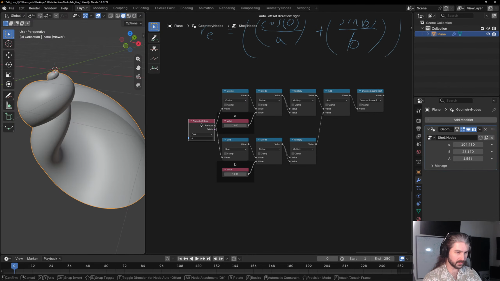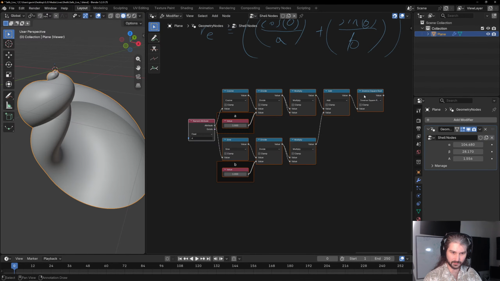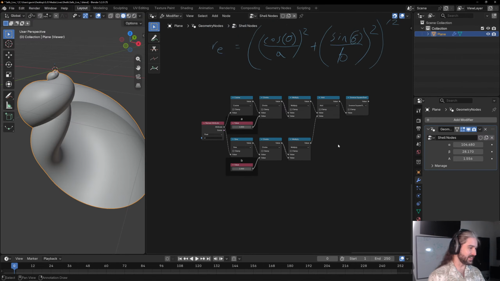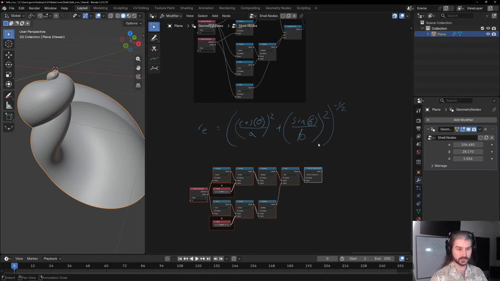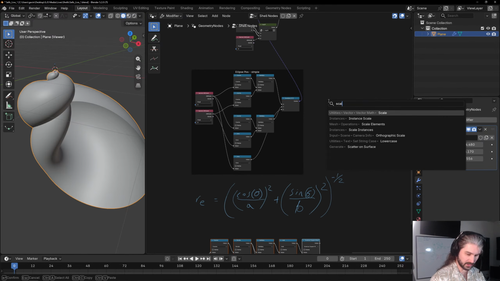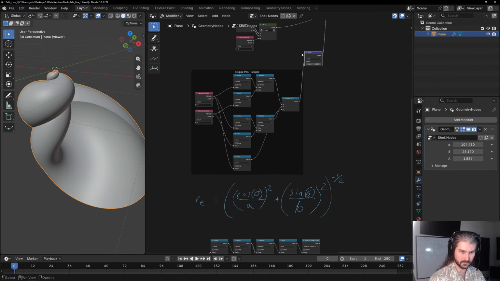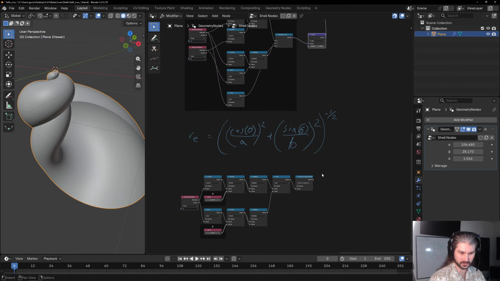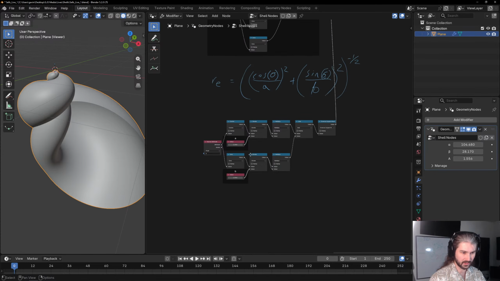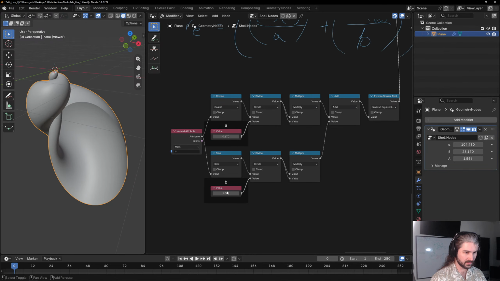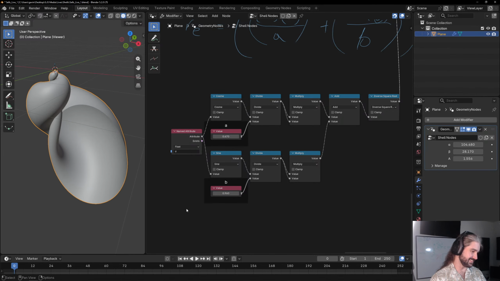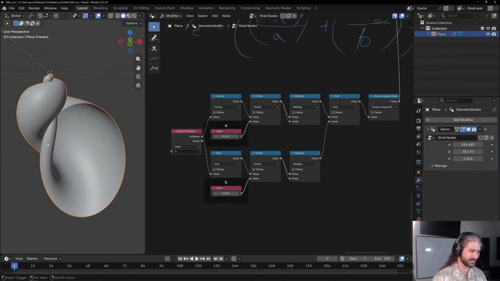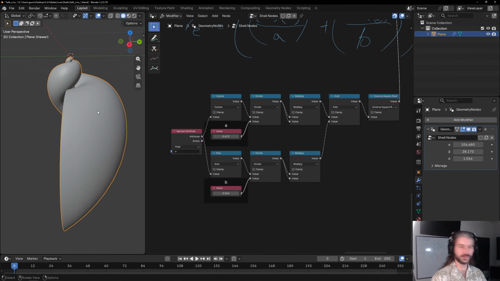Don't mind me while I cosplay as a mathematician, because sometimes I get things mixed up. Anyway, that is going to be the radius for an ellipse, which means we can use this to scale the position of our ellipse. Plug that in. And now if we adjust A or B, we have finer control over the aperture of our shell. Excitement.